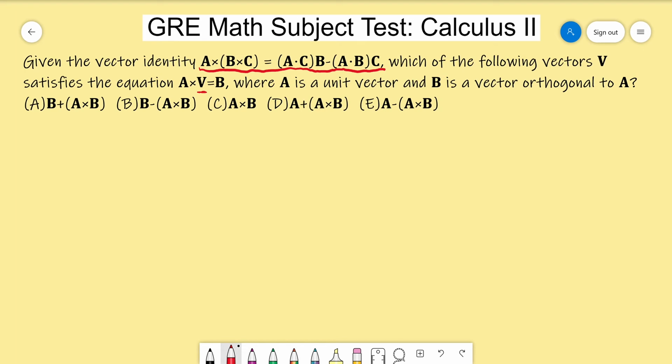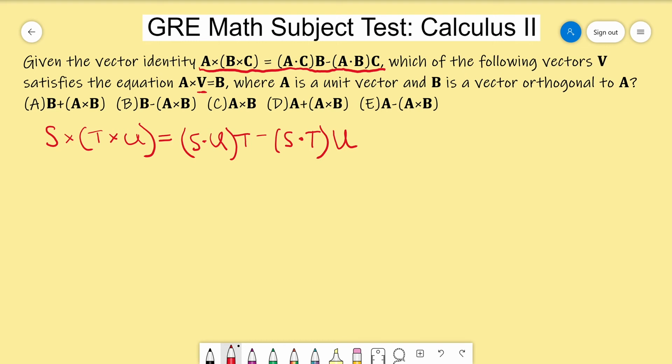So just to make this a little bit less confusing, I'm going to rewrite this identity, but with different names for the vectors. Instead of ABC, we'll use STU. So we'll write S cross T cross U equals S dot U times T minus S dot T times U. Okay, so that's our identity.